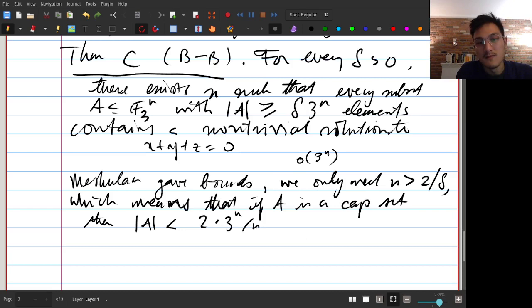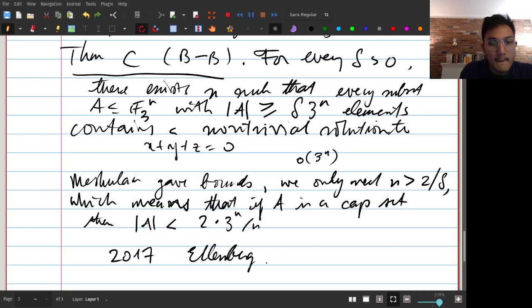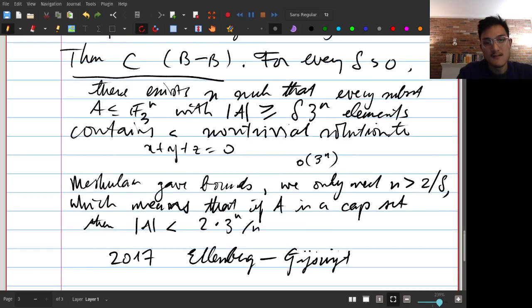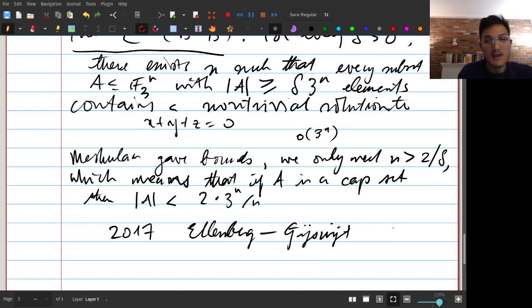But it was suspected that you can actually change the exponent 3 to something smaller than 3. And to do that, Ellenberg and Gijswijt, in 2017, I think it's pronounced something like that in Dutch, showed that you can do that. So you can take c to the n, where c is less than 3. I forget what it is, I think it's like 2.7 or something.